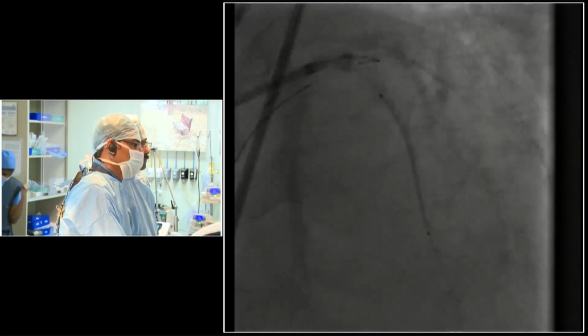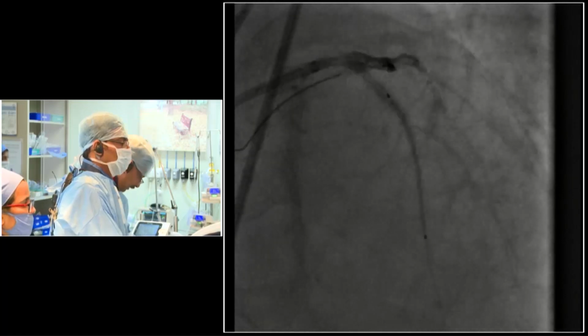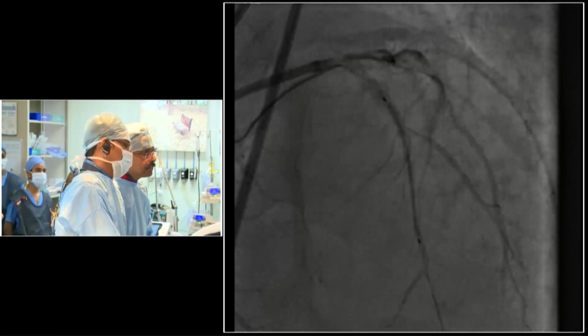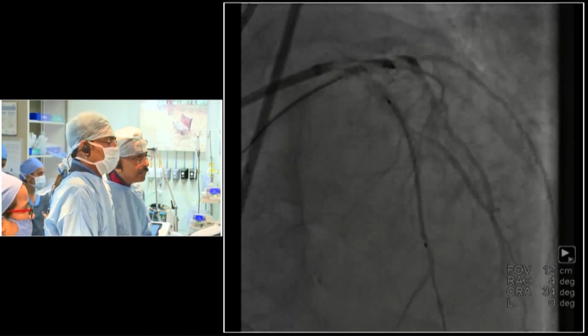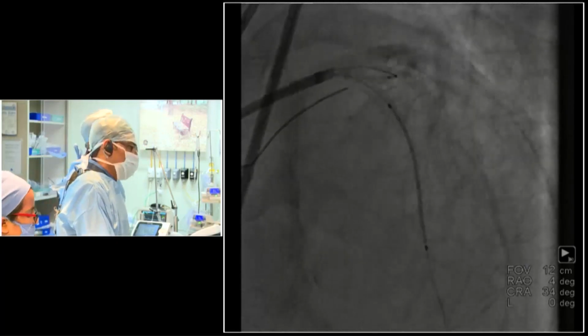This is 2 to 5. So vessel size was only 2. Okay, that's good. So let's take a short stent, so we don't want any distal dissection. This can be expanded up to 2.5 or 2.75, so it is no problem. Okay, let's go there. Fluoroscopy.